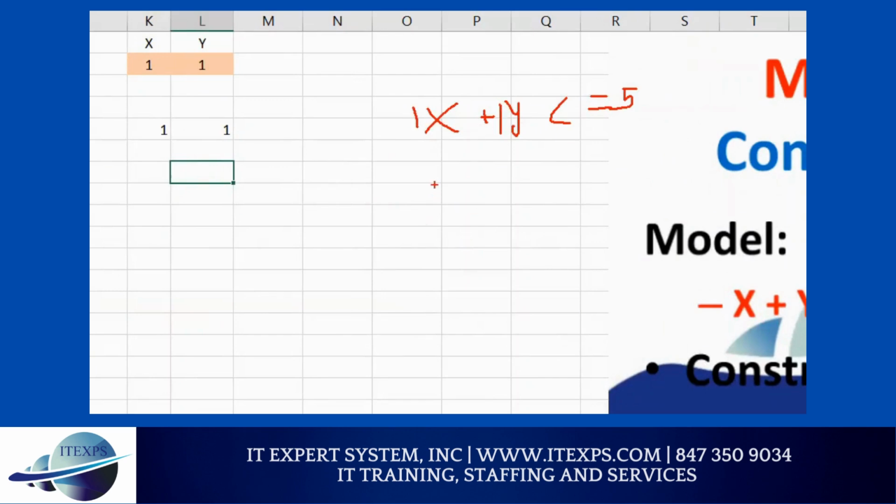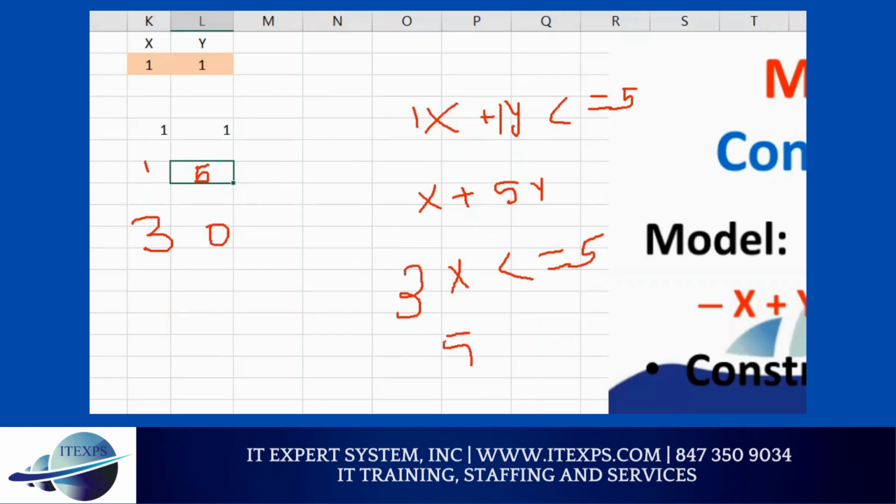But let's say the formula is like this, X plus 5Y. Then I would have written 1, 5. Let's say the formula is like this, 3X less than or equal to 5. In that case, I'll use 3 here and there is no Y, so I'll put 0 here. Let's say the formula is like this, 5Y less than or equal to 6. Then there is no X, so I'll use 0 here and put 5 here. Make sense? Any question?